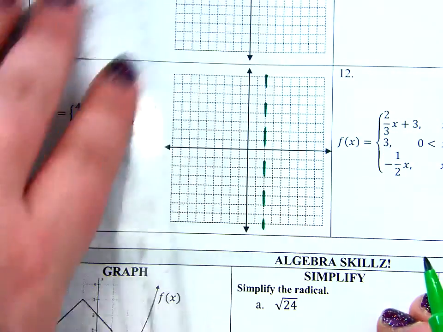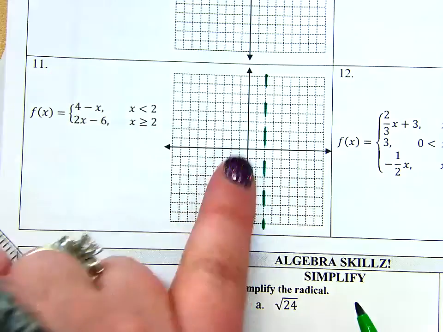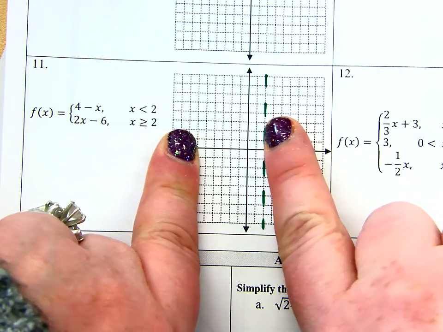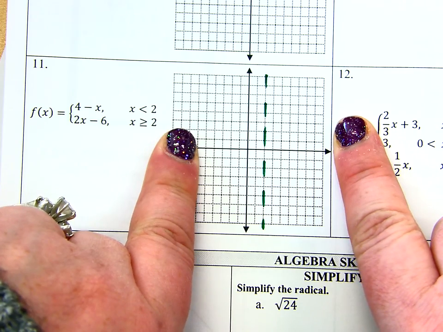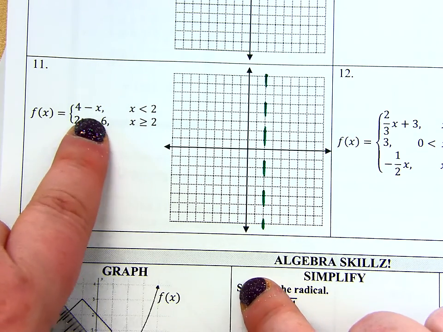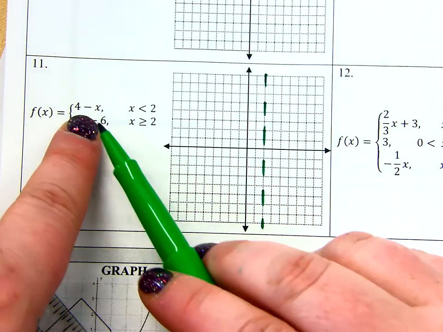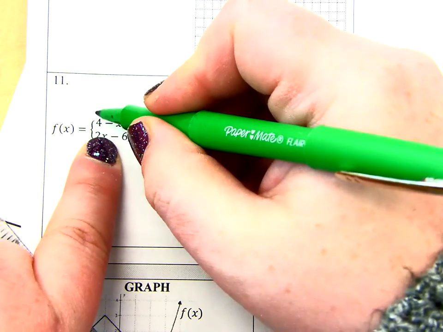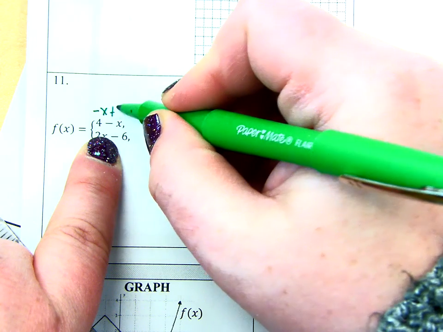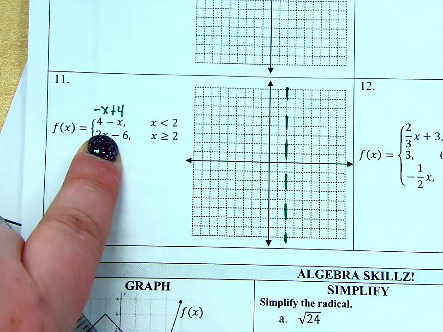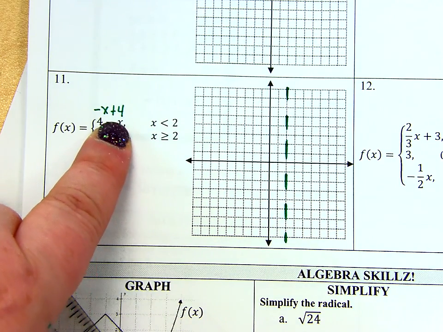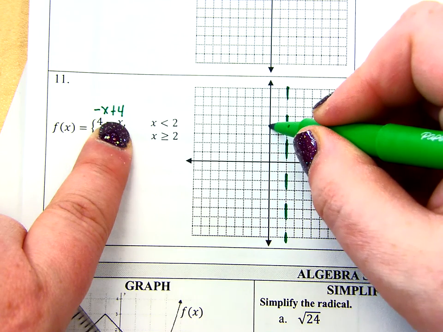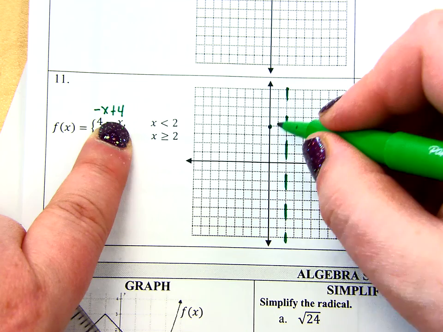So basically, I'm going to have one line that exists to the left of the line that I just made, and one line that exists to the right. Okay? So when I go to graph this one like normal, first of all, I don't like that the variable's not first, so can I rewrite this as negative x plus 4? How would you normally graph that? Start at 4. 1, 2, 3, 4. And I would go down 1 over 1.